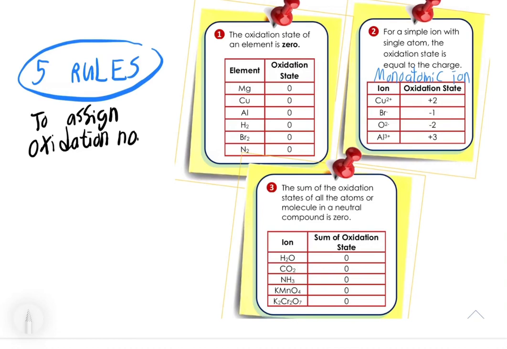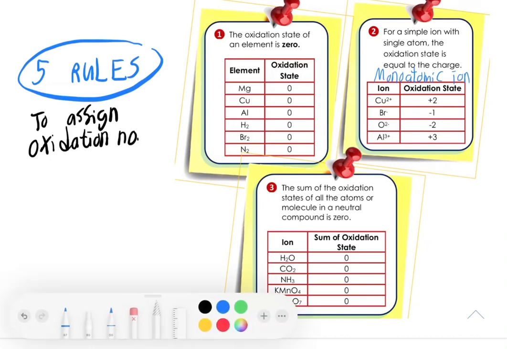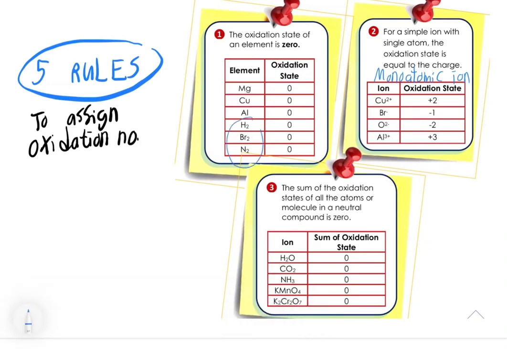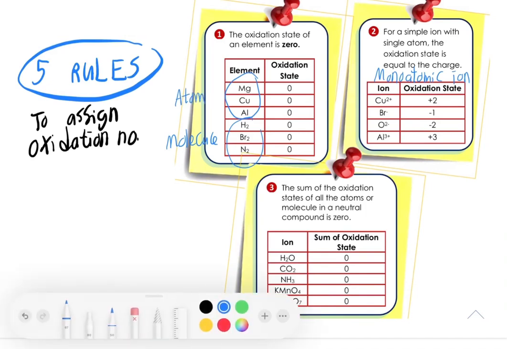There are 5 rules to help us to assign the oxidation number of an element in a compound. Rule number 1, the oxidation number of an element is always 0. So all these elements in its elemental state, or even in a molecule, here is the molecule, this side here is atom, are all equal to 0.